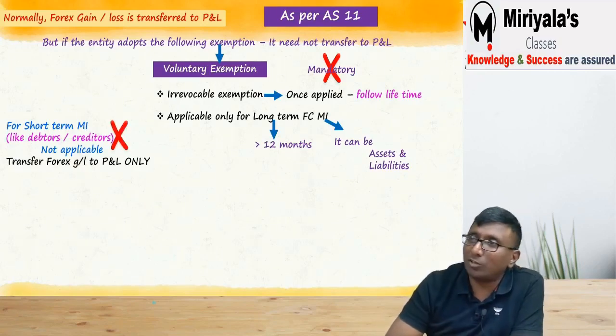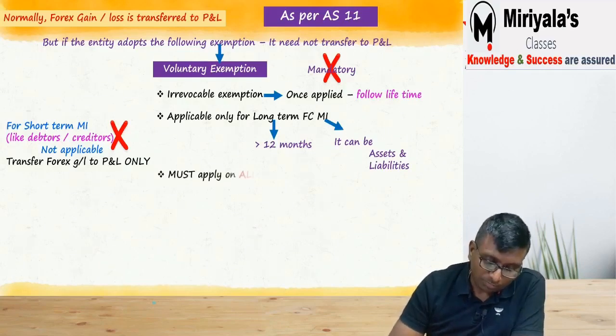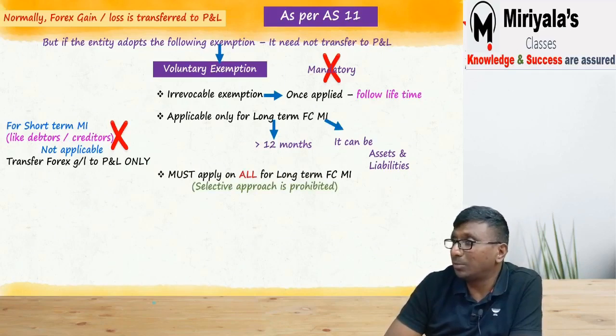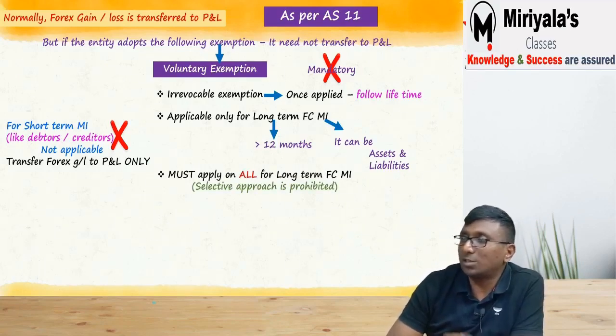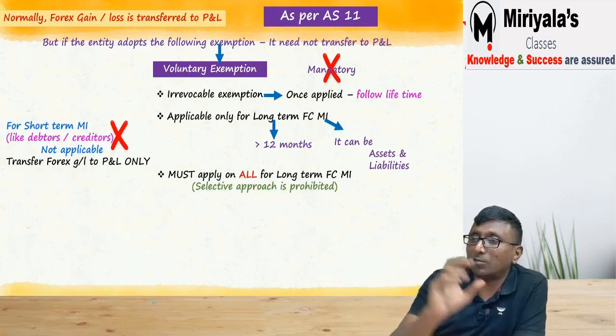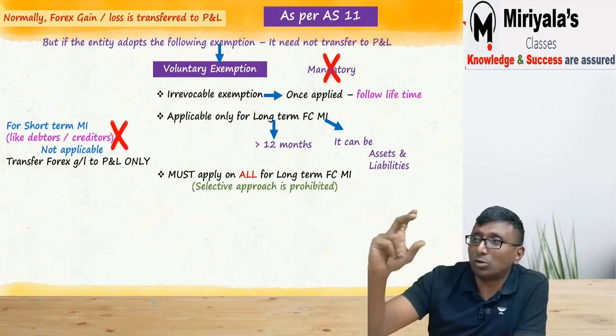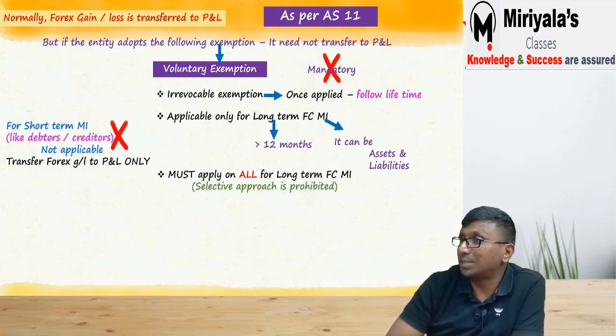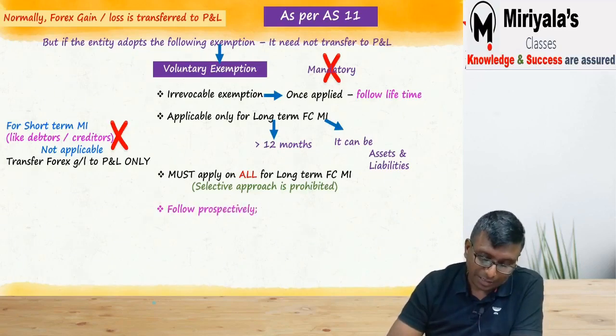Under AS11 only, everything you are talking about is AS11. Now, you must apply it for all the long-term foreign currency monetary items. Selective approach is not accepted. If you say you are following, you have to follow for all long-term items. Sir, I have got 10 loans, sir. 2 loans I will follow, 8 loans I don't follow. Sorry, that option is not there for you. Selective approach is not accepted.